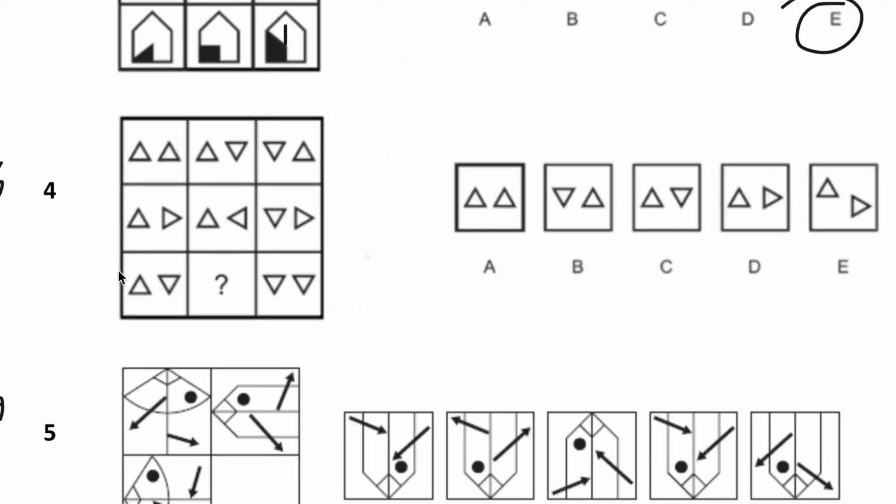Question number 16. It seems this first one always stays in the same position, while this one does a 90 degrees clockwise rotation. This one is doing 90 degrees this way, so it's going to be two triangles facing the same way, which is going to be A.